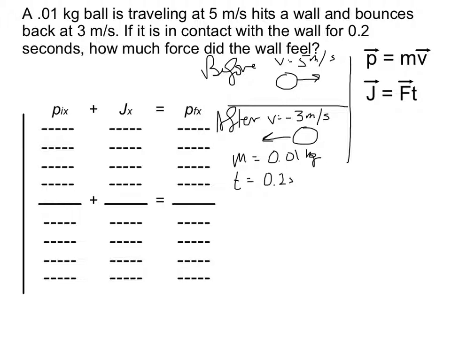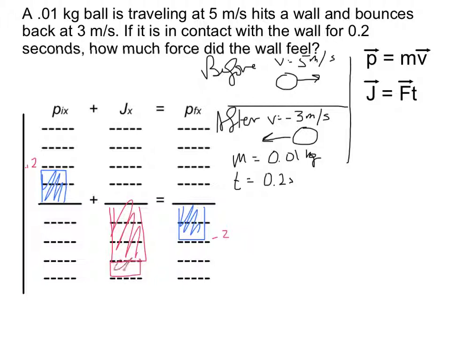So it starts with some positive momentum. We don't know exactly how much, but we know it's some positive momentum. It ends with some negative momentum. We don't know exactly how much, but we know it's negative because the velocity is negative. For impulse, in order to go from some amount of positive momentum to some amount of negative momentum, our impulse has to be negative and bigger than either of the other two. So if this is positive 2 and this is negative 2, in order to go from positive 2 to negative 2, we need to have an impulse of negative 4.